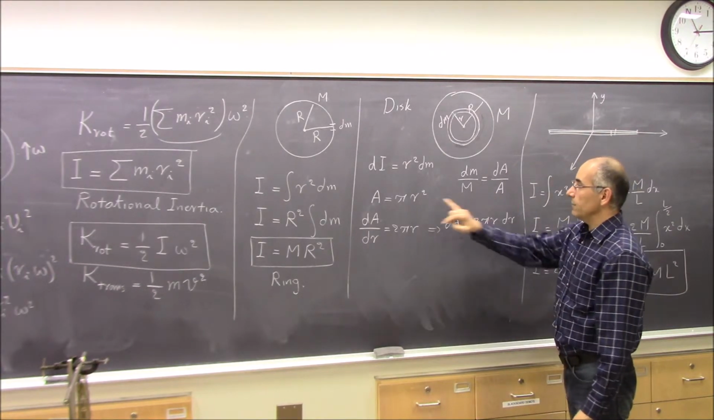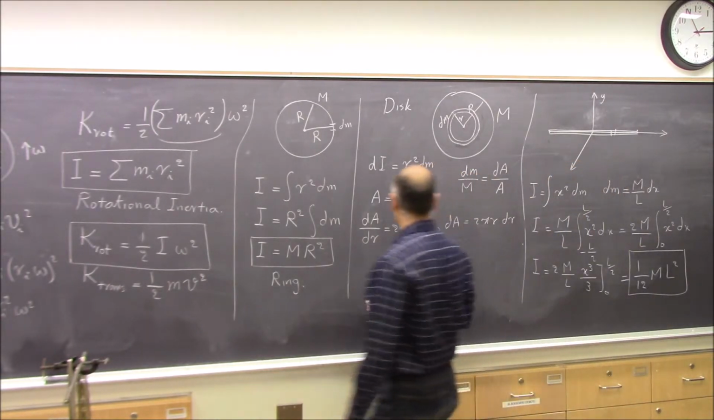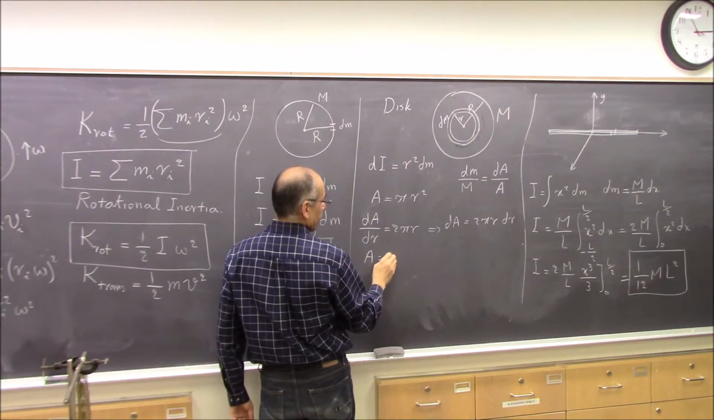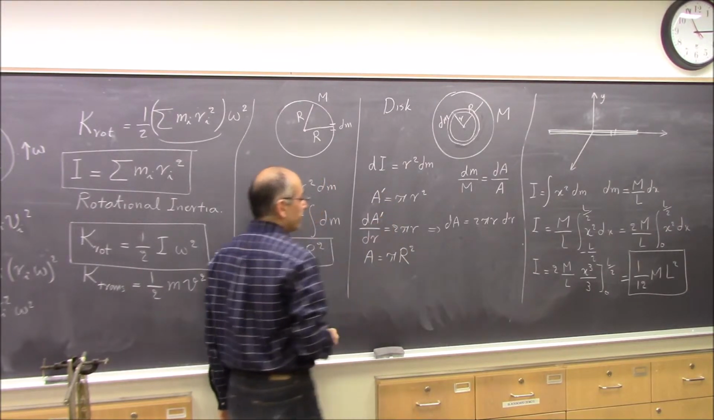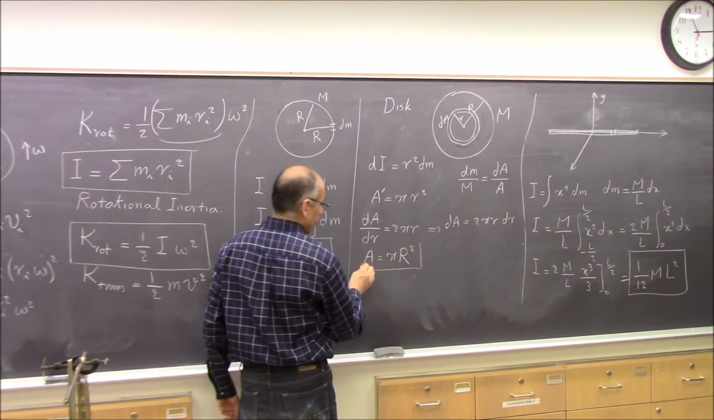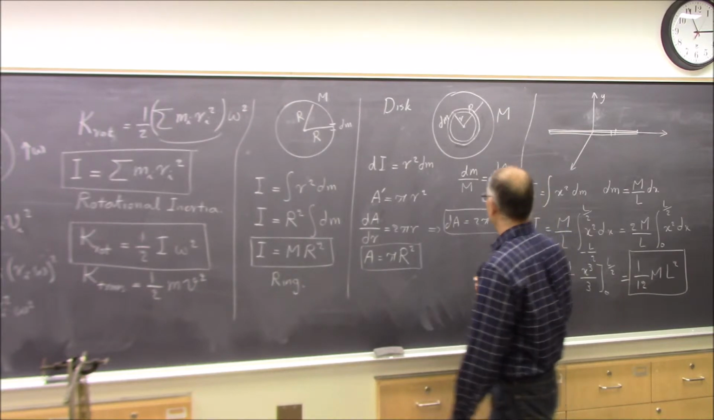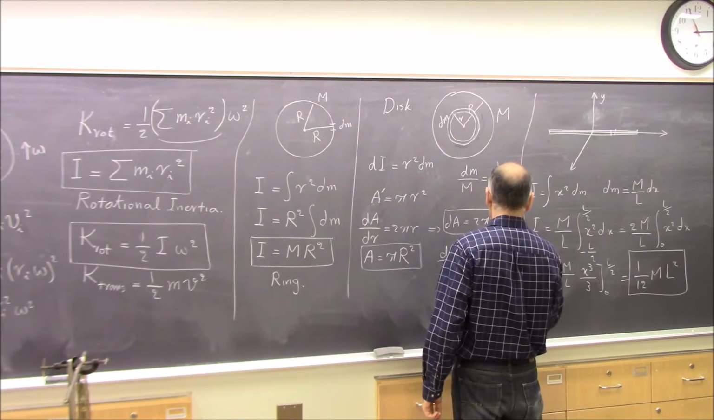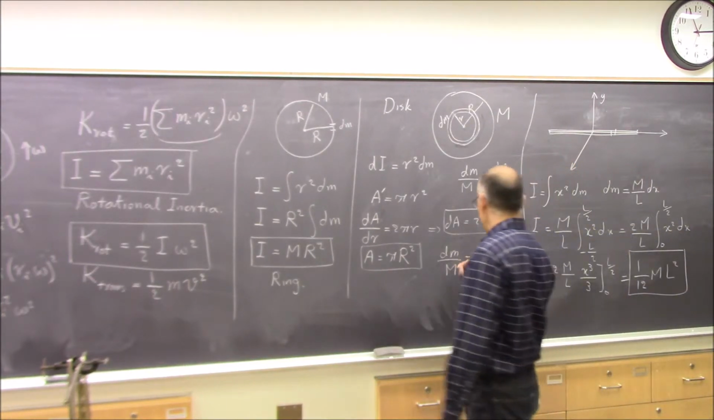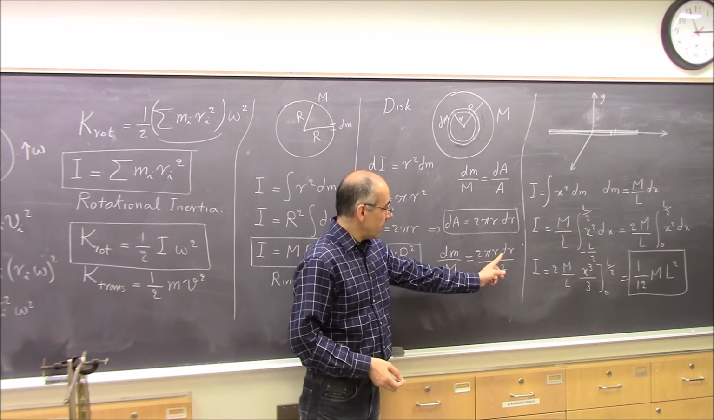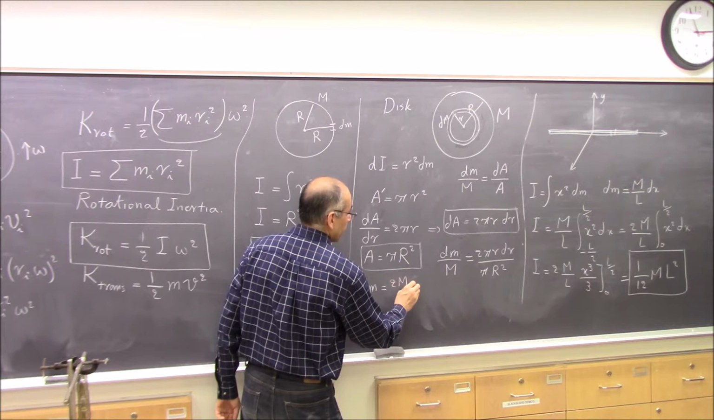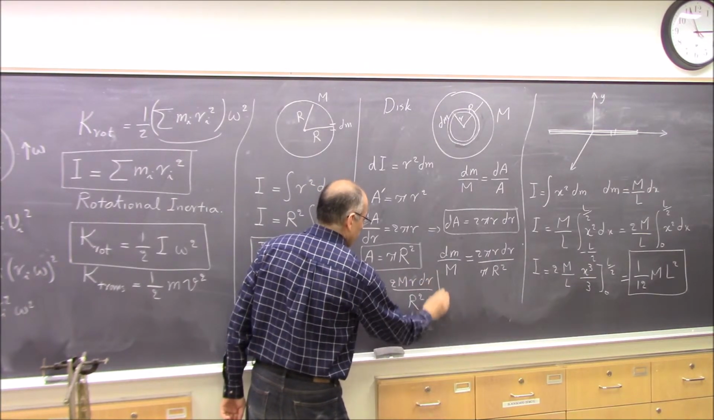And A is what? This one was the area of this ring, but the area of the whole thing is pi capital R squared. Let me call this A prime so that you don't mix it up with that one. So dm over m is dA, 2 pi r dr, divided by pi R squared. And then pi cancels out, and dm becomes m times 2 r dr over R squared. So dm becomes 2 m r dr over R squared. This is the dm.